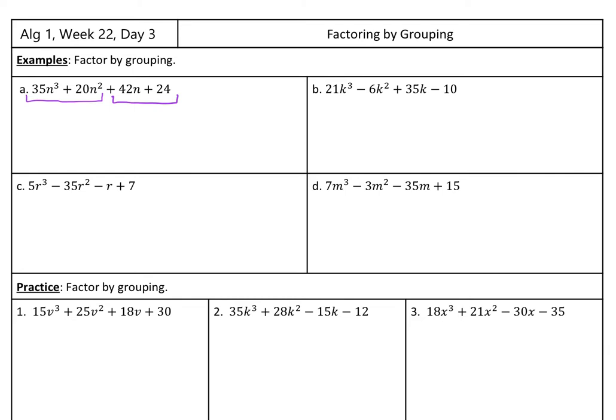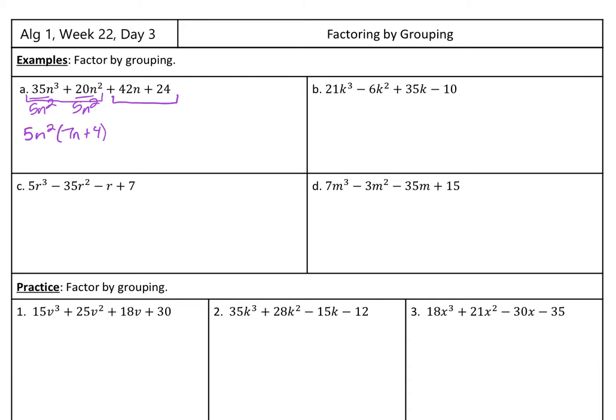So for the first 2, 35n cubed plus 20n squared, what do they have in common that I can divide by? So I can divide both of these by 5. And then n cubed and n squared, I can divide them both by n squared. So I'm going to write down 5n squared, and then inside of my parentheses, I'm going to put what happens if I do this division. So 35 divided by 5 is 7. N cubed divided by n squared leaves us with an n. And then 20 divided by 5 is 4. N squared divided by n squared cancels. So these first 2 terms factor into this, 5n squared times 7n plus 4.